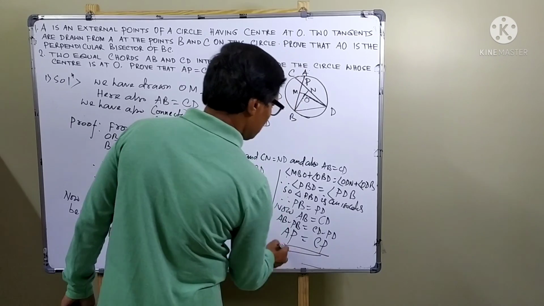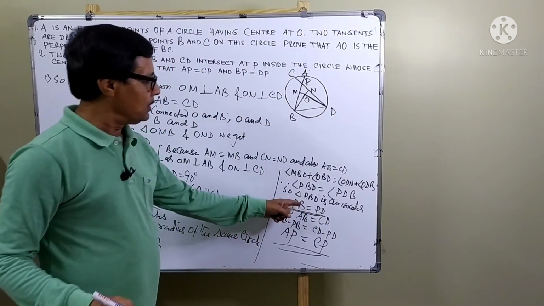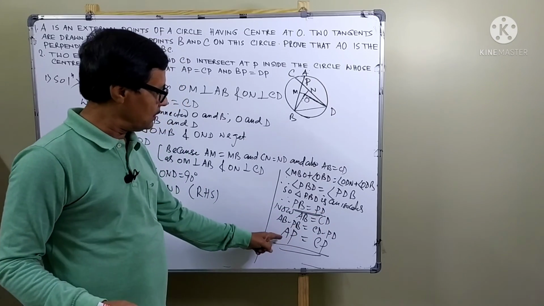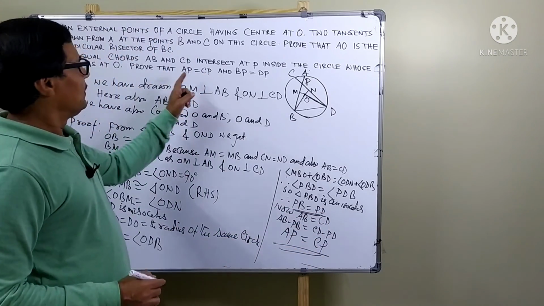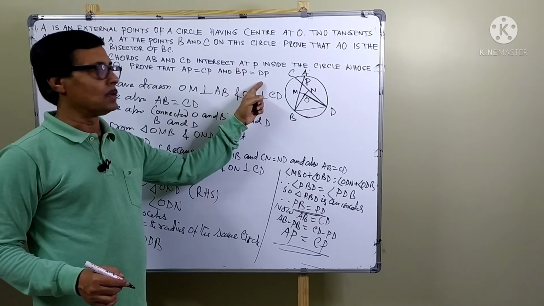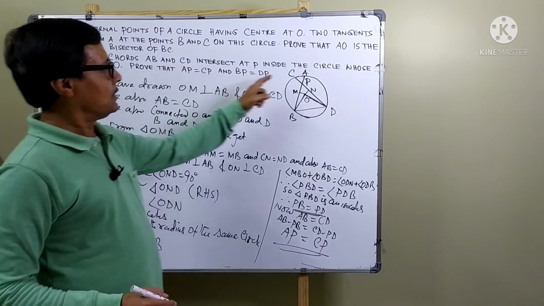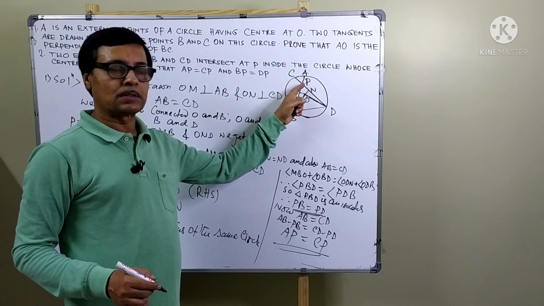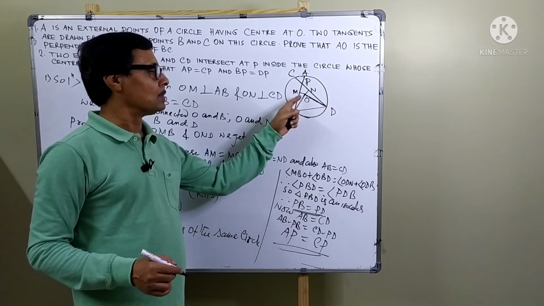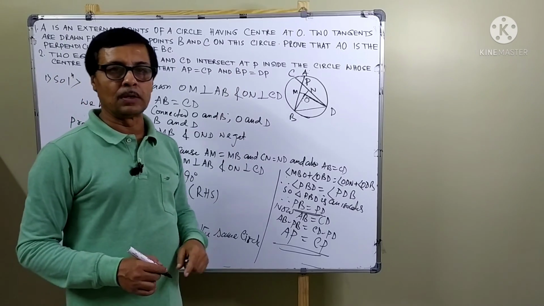So these are the two things proved. Firstly, we have proved PB equals PD, and secondly, we have proved AP equals CP. So we have proved AP equals CP and BP equals DP, where two equal chords AB and CD intersect at P inside the circle whose center is at O.